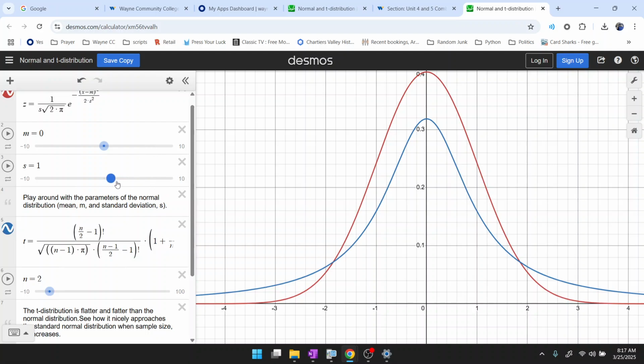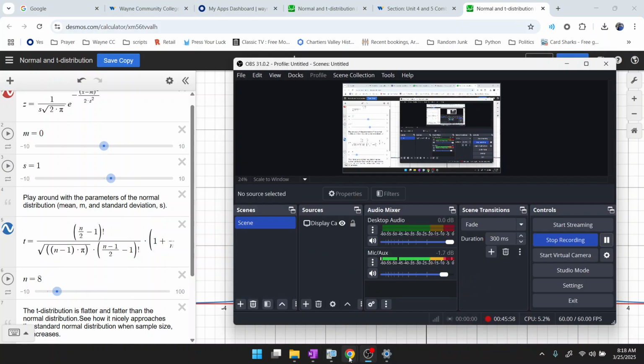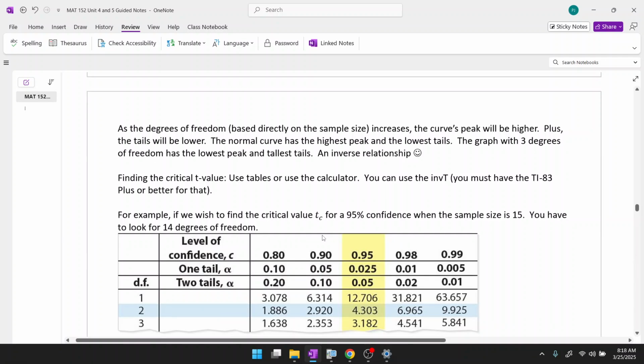But as this increases, basically the tails get shorter, and as you can see, this curve gets closer and closer to the normal curve. So that's the main idea with this t-distribution curve. That's how that's going to work. Now, we can find, as degrees of freedom increase, the curve's peak gets higher. It's an inverse relationship between tail and peak.